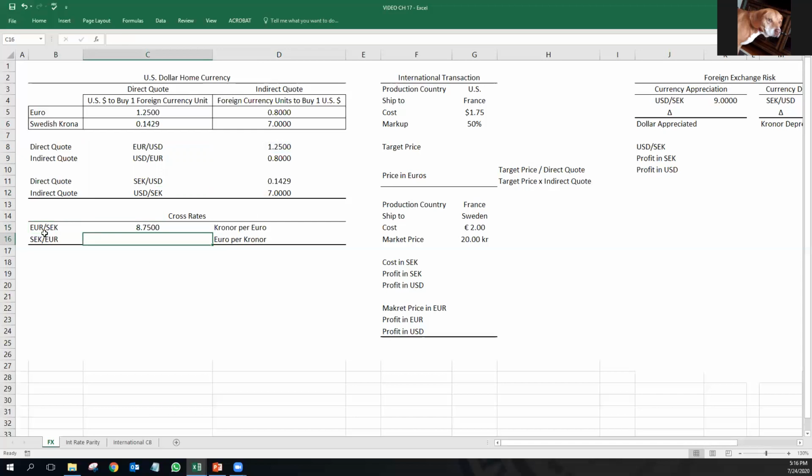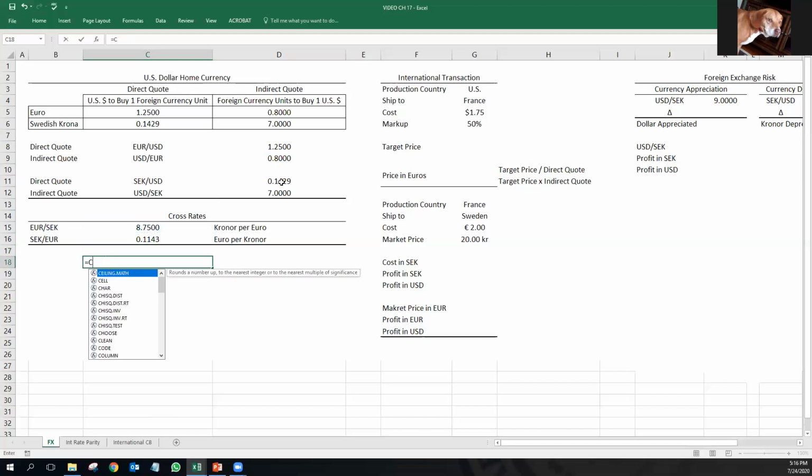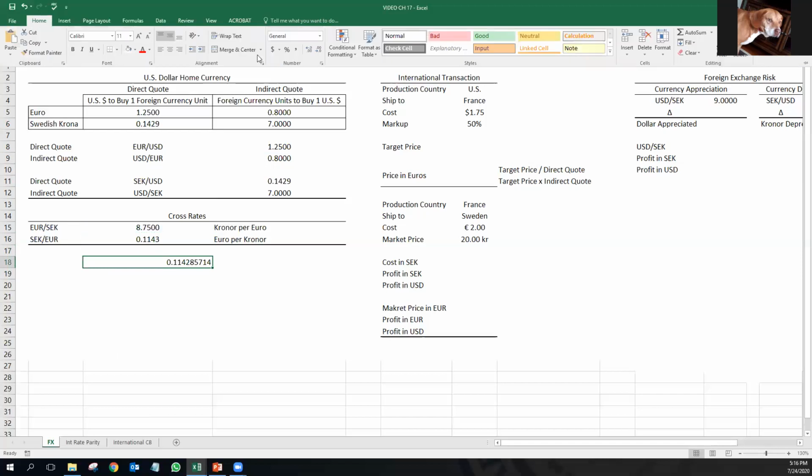Now, if we do it this way, remember, keep the relationship. So it would be the one with the Swedish krona on the left multiplied by the one with the euro on the right. So we can do that one times that one. Now, the easy way is once you already have that one there, you can do 1 divided by it, and it gives you the same result. Let's put some decimals down so you can see it.